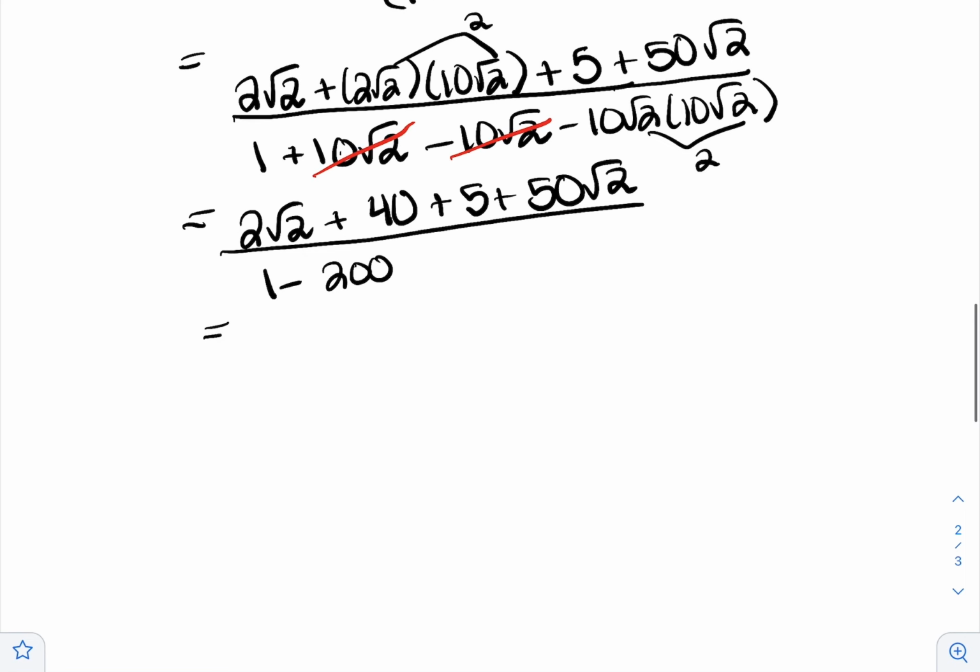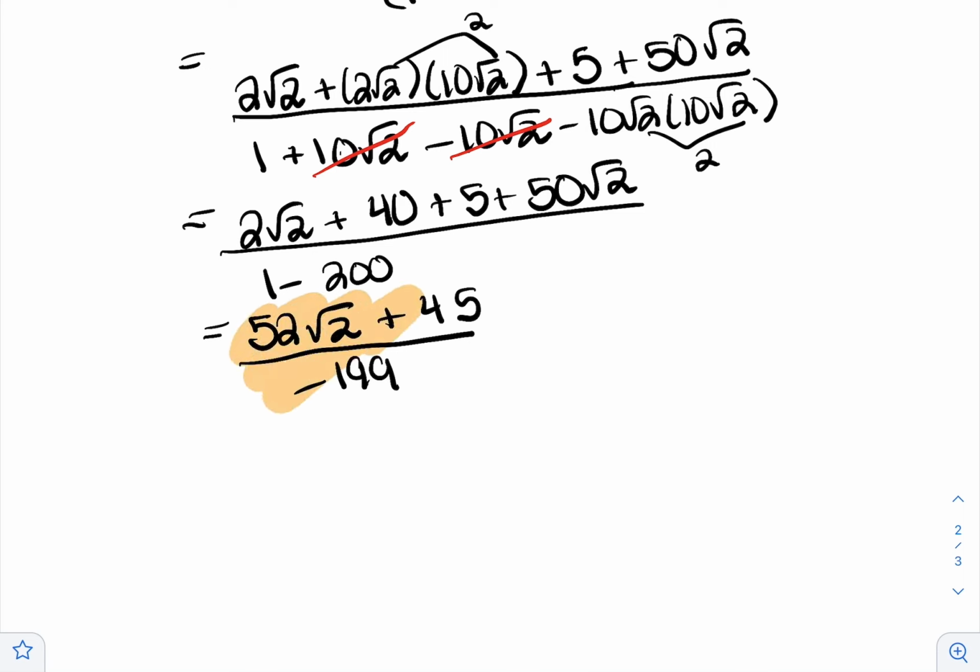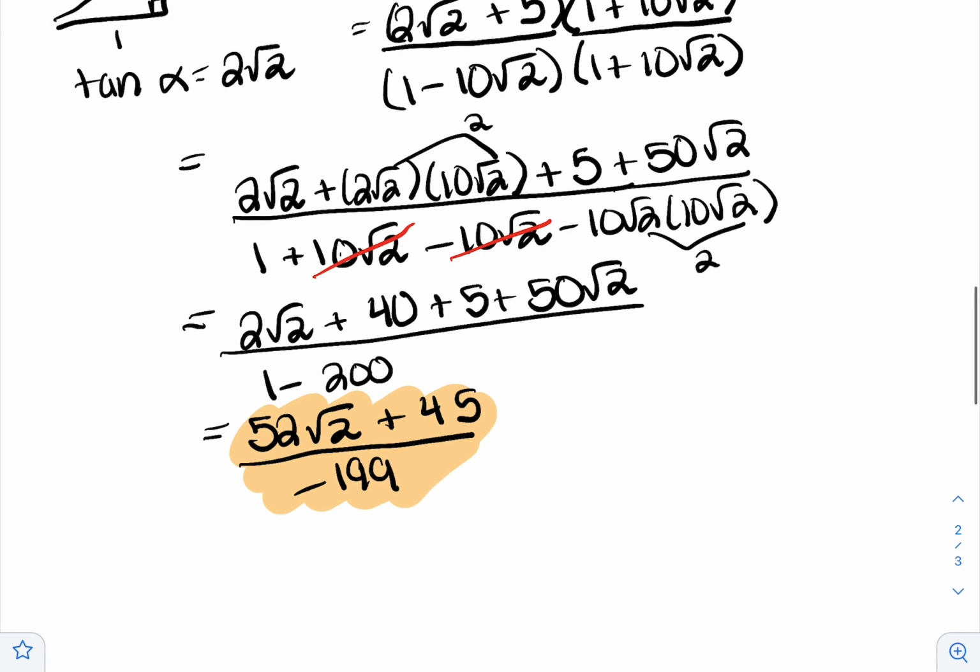In the top, I'll combine like terms. I get 52 square root of 2 plus 45. And in the bottom, I get negative 199. So this is how you rationalize, and this is how you will see it in your homework, that you will have to rationalize. So I wanted to do one of them with you in case, like I said, you haven't seen this in algebra in a little while.